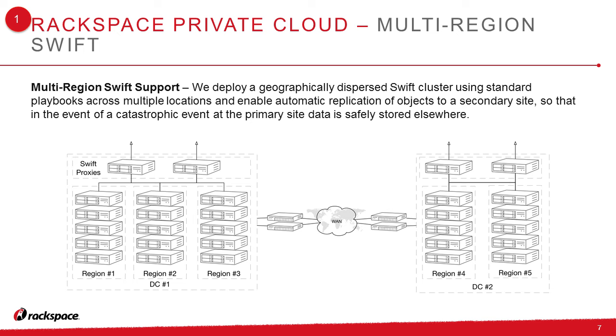This is important because, whilst Swift is asynchronous, things like peaks and troughs get smoothed out by that nature. But if we have a fairly sustained write workload and the pipe between the two sites is just not big enough, we could get into a situation where we're never able to get DC2 consistent with DC1.